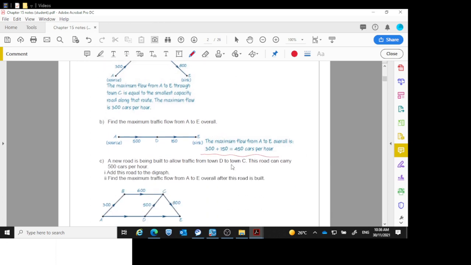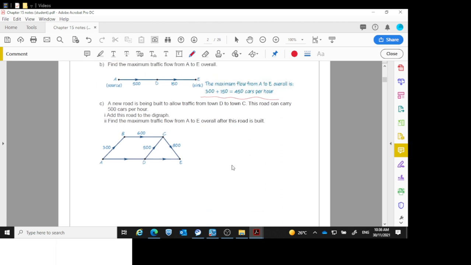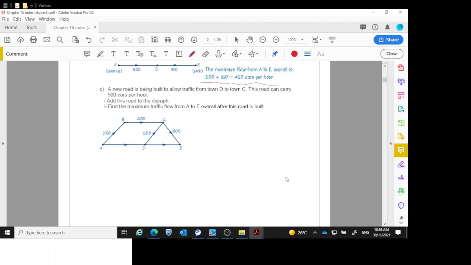Part C, a new road is being built to allow for traffic from town D to town C. The road can carry 500 cars per hour. Add this road to the network. Okay, it's already added there. There it is. Find the maximum traffic flow from A to E overall after this road is built.